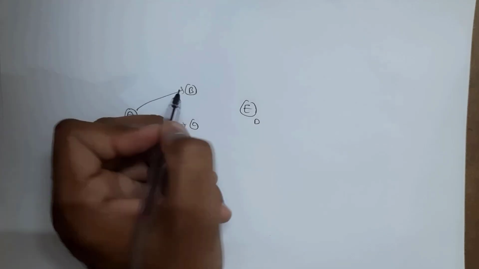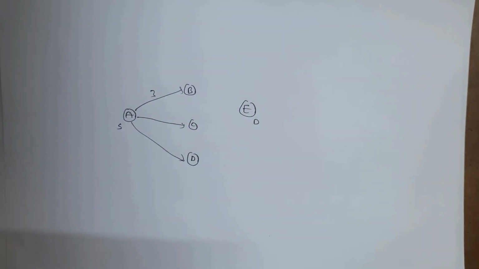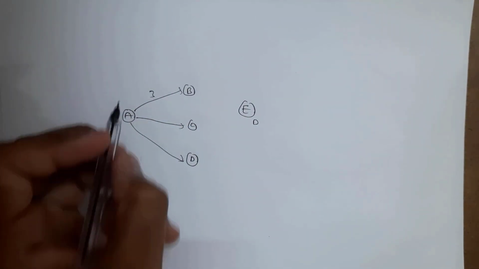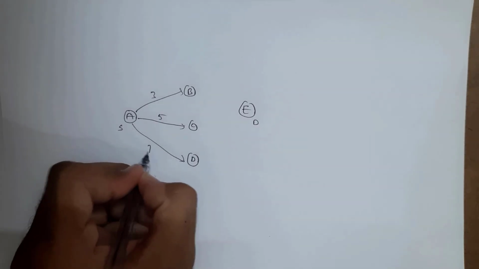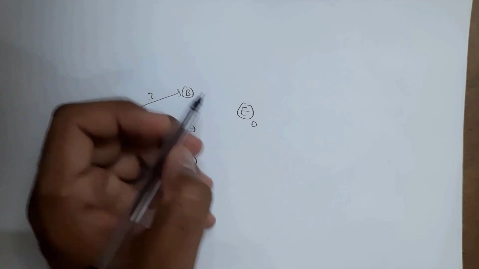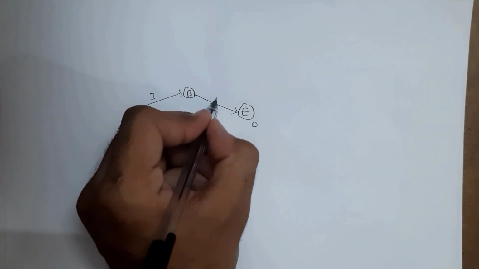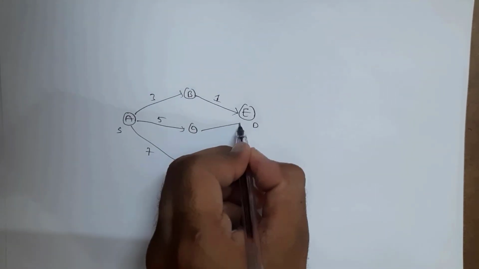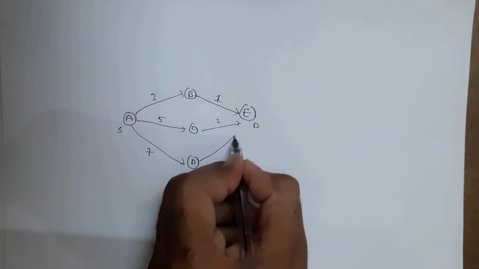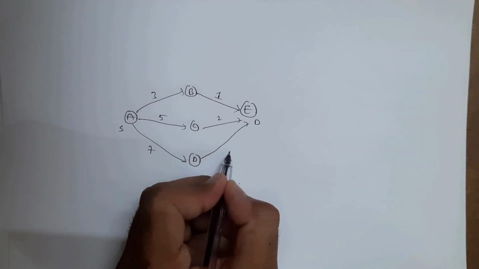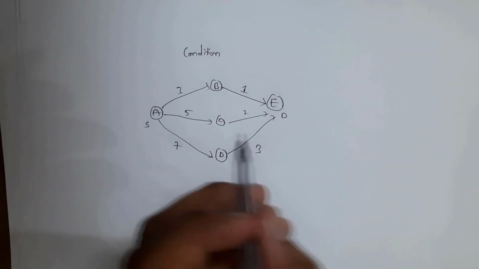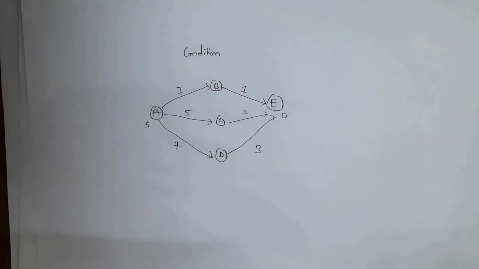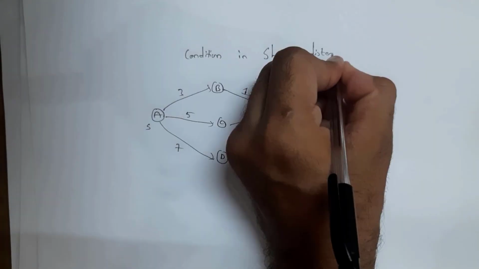From A to B, distance is 3 kilometers, for example. From A to C, distance is 5 kilometers, and from A to D distance is 7 kilometers. From node B to E distance is 1 kilometer, and from C to E distance is 2 kilometers, and from D to E distance is 3 kilometers. This is the example. The condition is to travel from source to destination, and we need to reach in shortest distance.